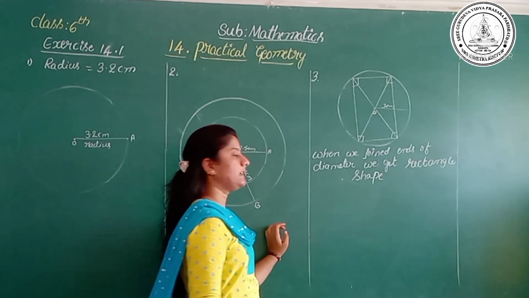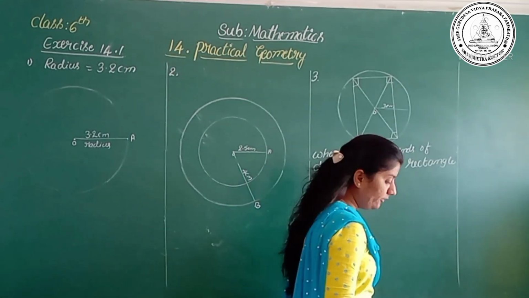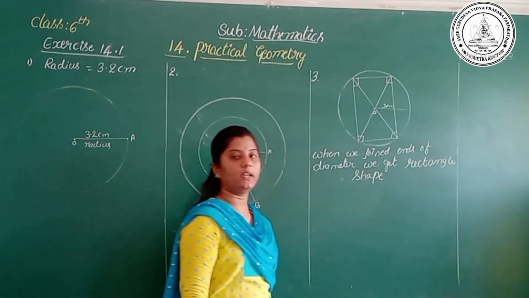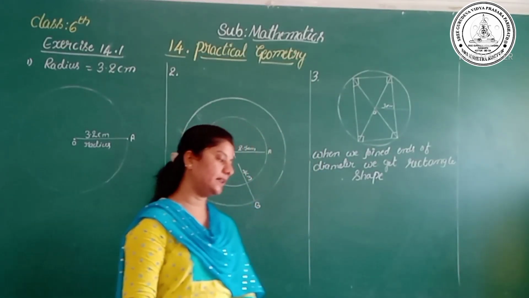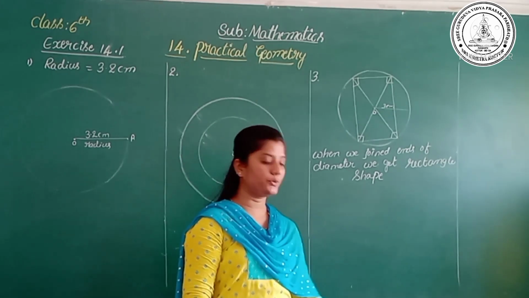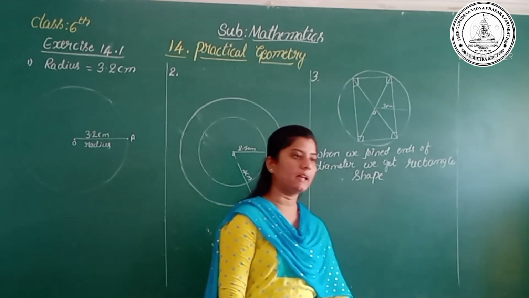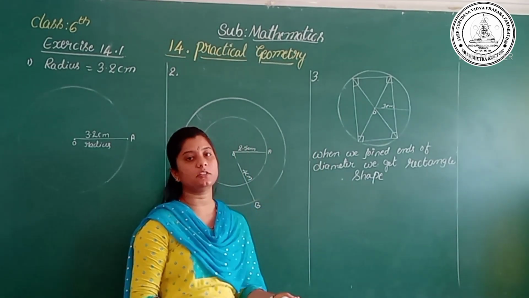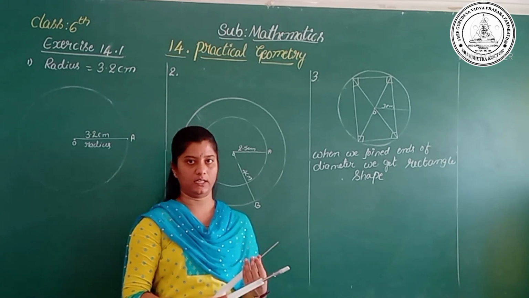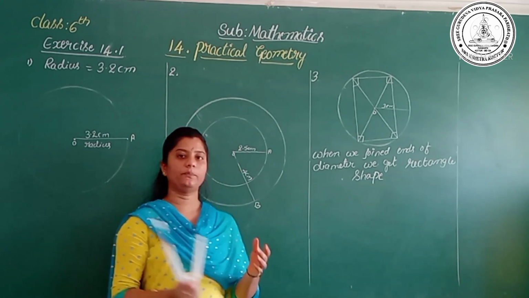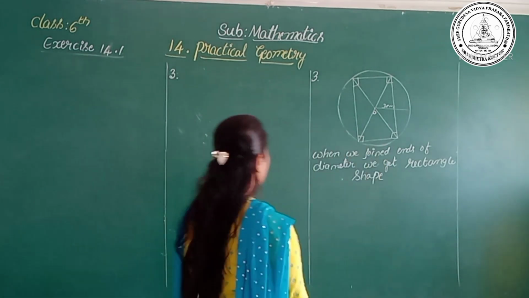We get a rectangle shape. Then the other figure. Again we have to draw a circle having the same length, 3 centimeter radius, and we have to draw perpendicular diameters. Perpendicular diameters means two line segments which intersect at one point and form 90 degrees. So these line segments are called perpendicular lines.